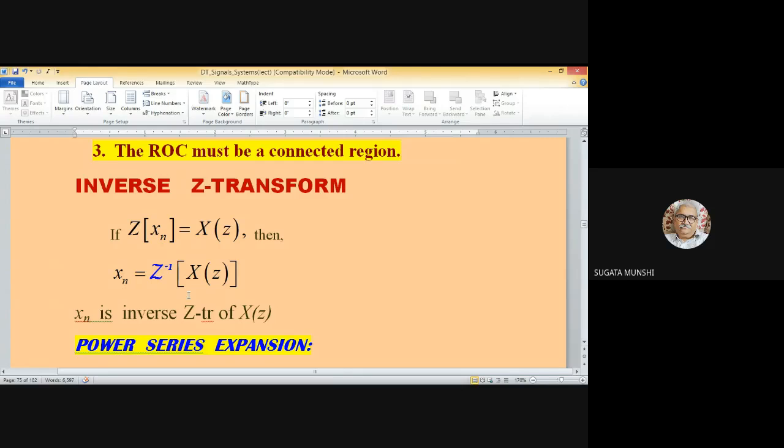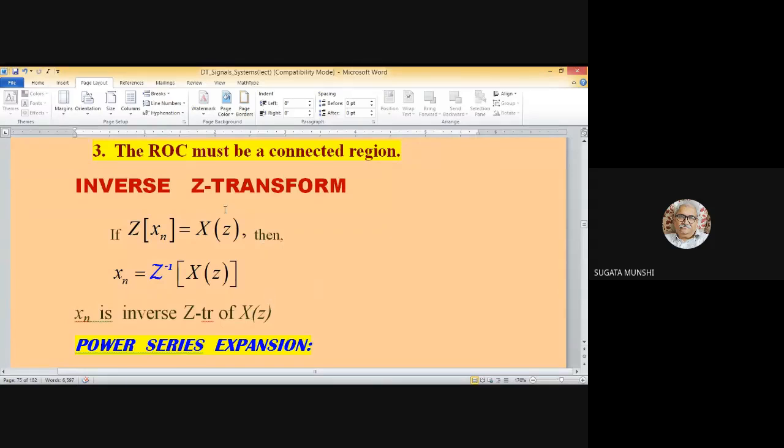So I will point out certain finer aspects of the power series and partial fraction expansion that are solely valid for the Z transforms of sequences, which was not there when you considered Laplace transforms. First one is power series expansion. You can easily understand what's the meaning.